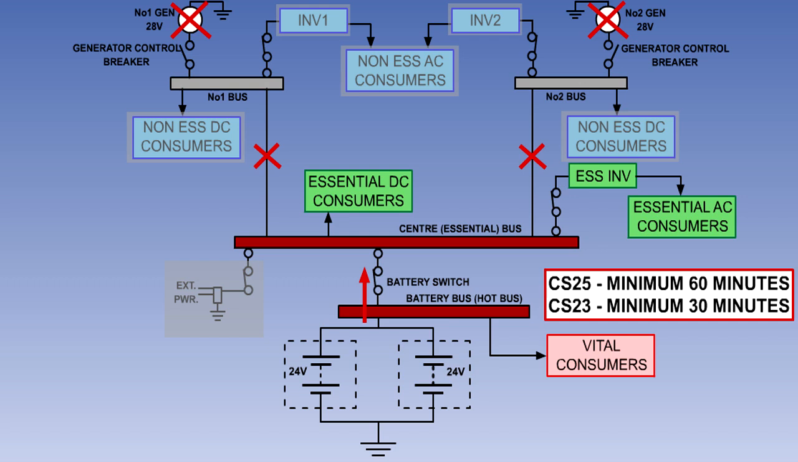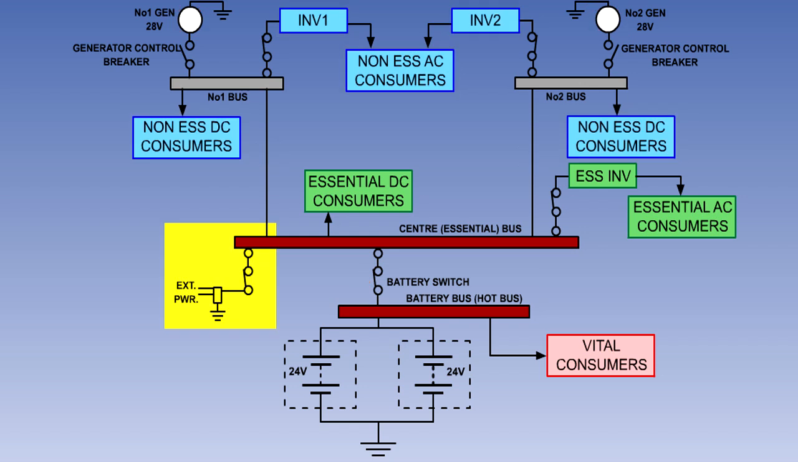This must be for a minimum of 30 minutes for aircraft certified to EASA CS23 and 60 minutes for aircraft certified to EASA CS25. On the ground, an external 28-volt DC supply can be connected to the center busbar. From here, it can be used to power the entire system.